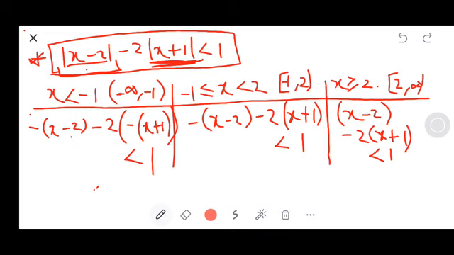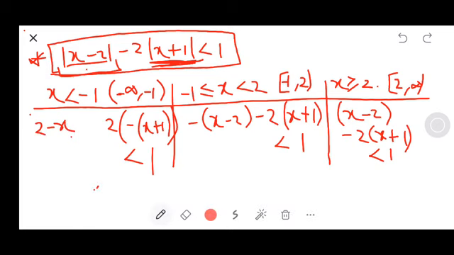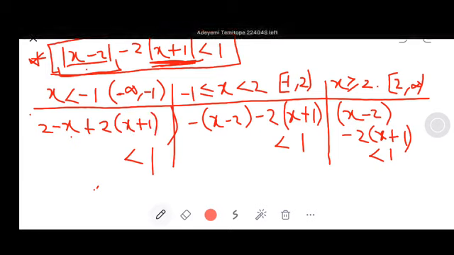So for this first one, it is the same thing as 2 minus x, minus, okay, let me go back. This was what was there before. Then if I clean this, that will be 2 minus x. Then minus times minus is actually plus, so I can clean that and write plus 2 into bracket x plus 1, less than 1.